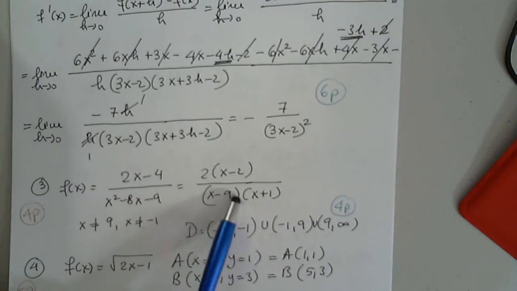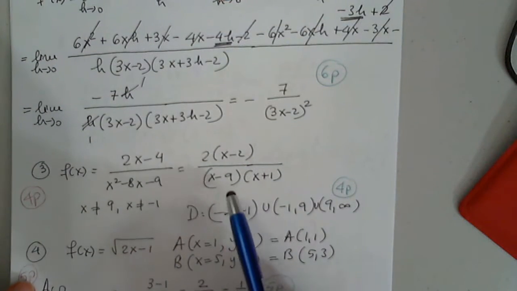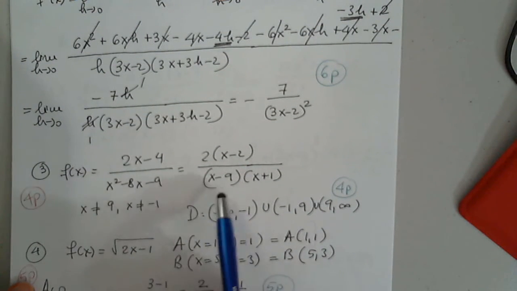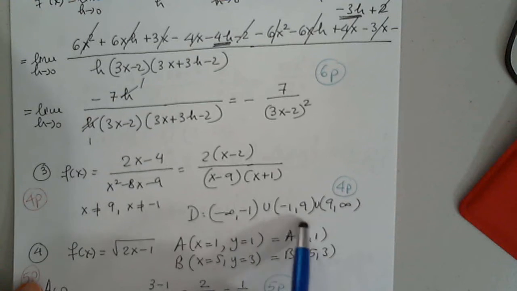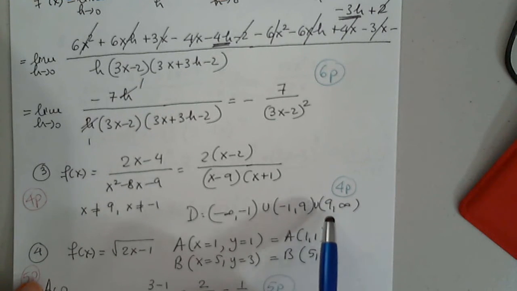For this function, we were asked to find its domain. I factored completely, and the denominator cannot be 0, so x cannot be 9, x cannot be negative 1. So in interval notation, from negative infinity to negative 1, union negative 1 to 9, union 9 to infinity.